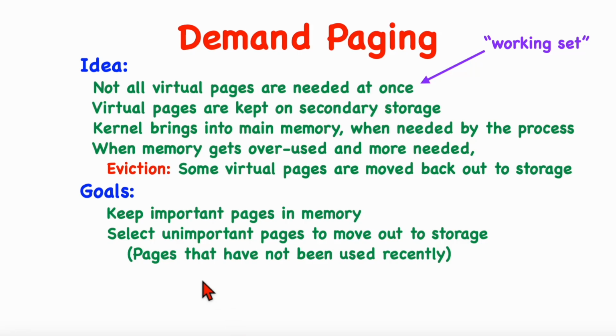For efficiency reasons, we want to keep the most important pages in memory, and we want to select unimportant pages to be evicted and moved back out to storage. So, what do we mean by important? Ideally, we want to retain pages in main memory that are going to be needed again real soon. Obviously, we don't want to copy a page out only to have to copy that page back in immediately thereafter. Of course, we can't know which pages are going to be needed again in the near future. So instead, we'll try to evict pages that haven't been used anytime recently.